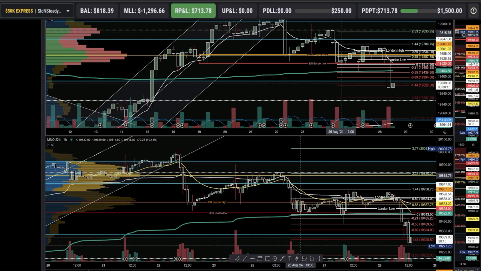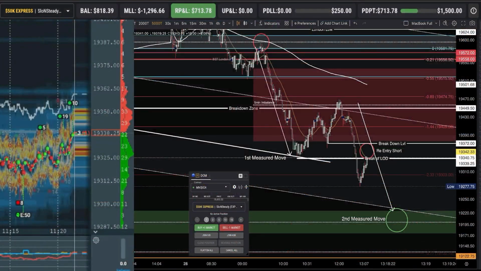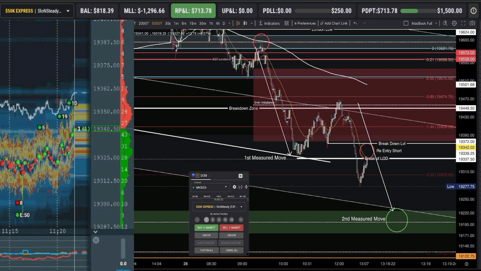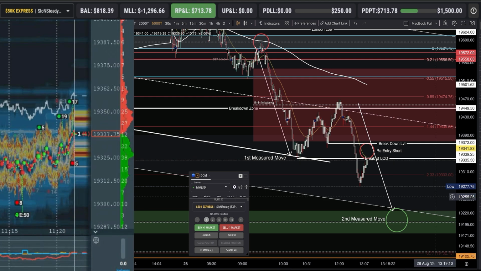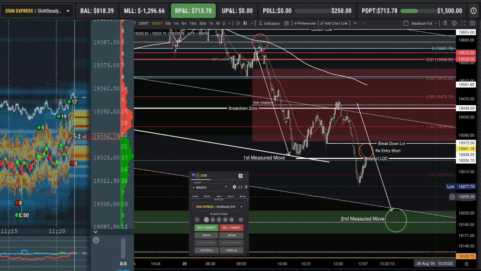We're currently testing that low of day break right now. So let's take a look and see how high they want to take this. Nvidia is definitely moving towards that EMA as we speak.